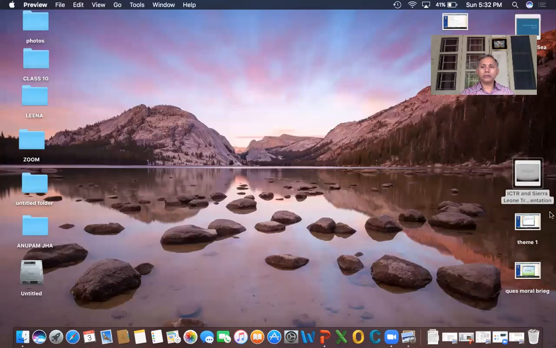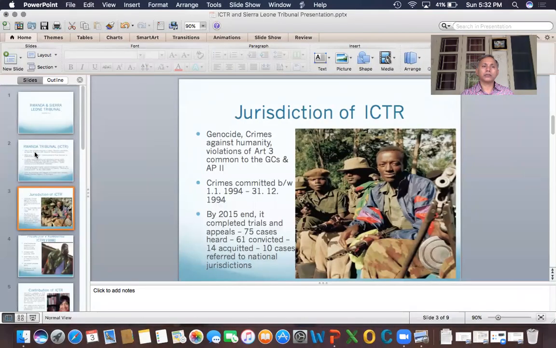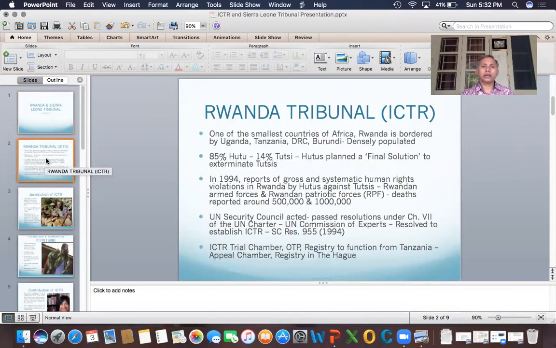So if you look at the International Criminal Tribunal for Rwanda, we will see why it needed to be established. As I told you, the International Criminal Tribunal for the former Yugoslavia was created because when Yugoslavia was being broken up, ethnic conflicts started, and many serious violations of international humanitarian law occurred. When the international community came to know about these reports of massive violations, they decided that they must act. And thereafter the Tribunal for the former Yugoslavia was established.